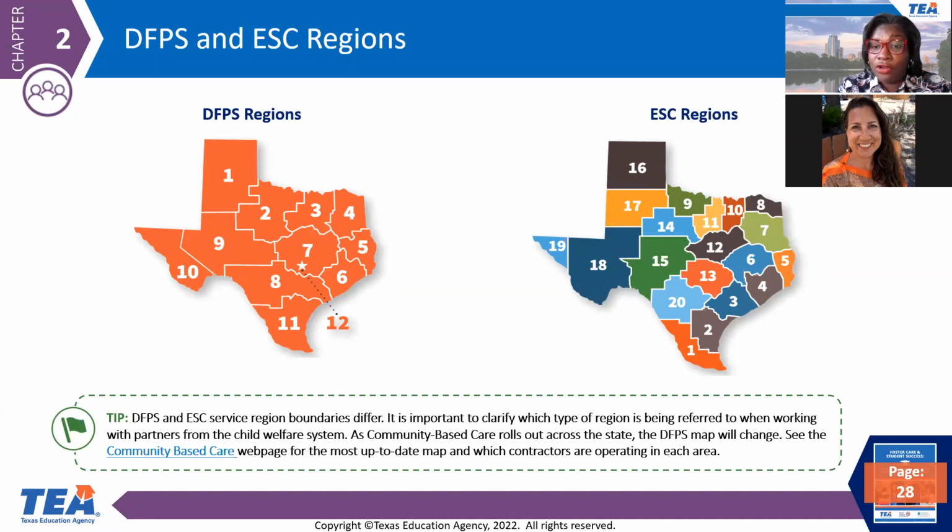Community-based care rolls out across the state with DFPS, and the map will change. So we have hotlinked the community-based care web page, and they will have the most up-to-date map. This information in chapter two is located on page 28. If you're following along with me now, you should see this information on page 28. And the icon of the green flag also provides you with tips. It provides you with information that will assist you and help you find more information that you're ready to locate.